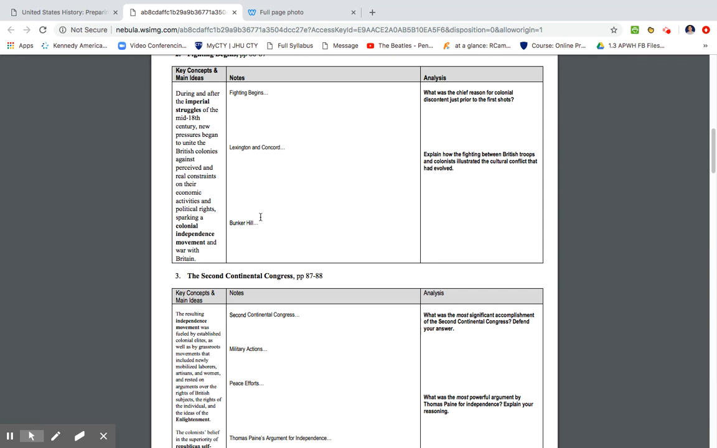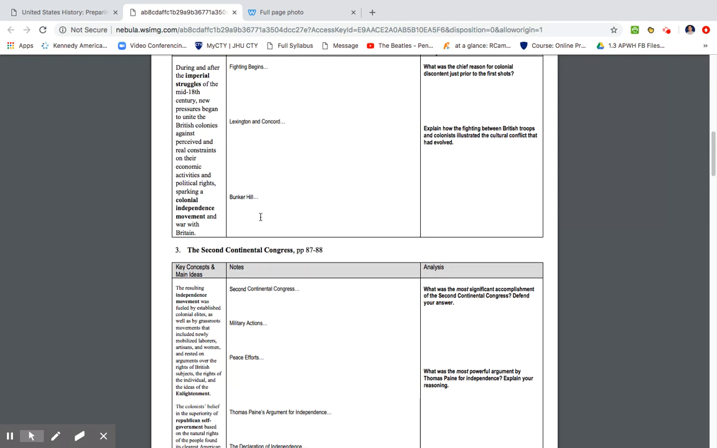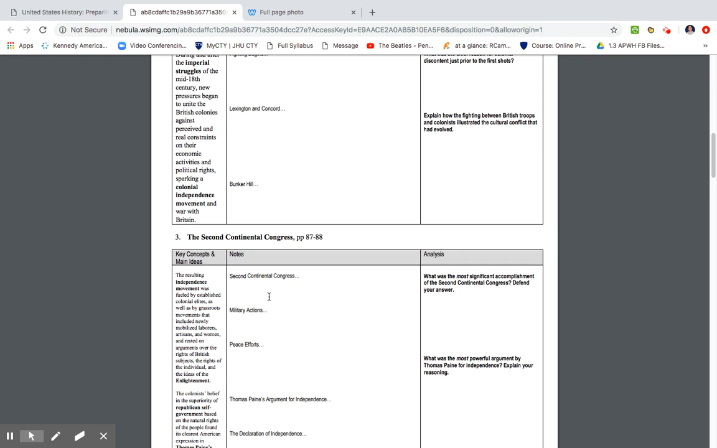Lexington, Concord, Bunker Hill, first shots of the battle. Very important to understand. Great Britain's kicking the colonists' butt. Second Continental Congress, what this calls for in terms of military. So this is the meeting that established what's going to happen in terms of how we're going to deal with Great Britain. Some want peace, some want war, some want independence.